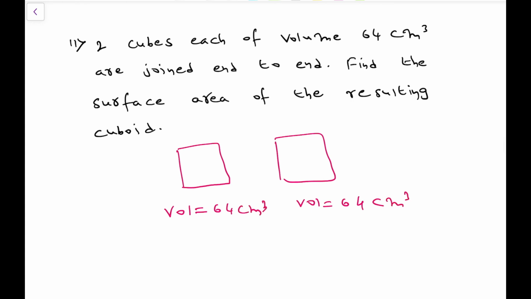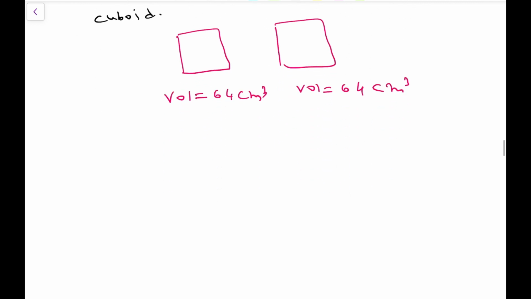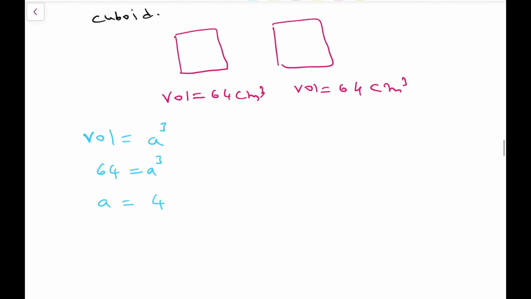Okay, now what we will do is, first for these cubes let us find out the edge. What is the formula for volume of a cube? That is a cube. So volume is given as 64, right? So 64 is equals to a cube. Which number cube is 64? That is 4 cube. So edge of the cube is 4 centimeter. Both cubes have the same volume, so definitely the edge is also the same.